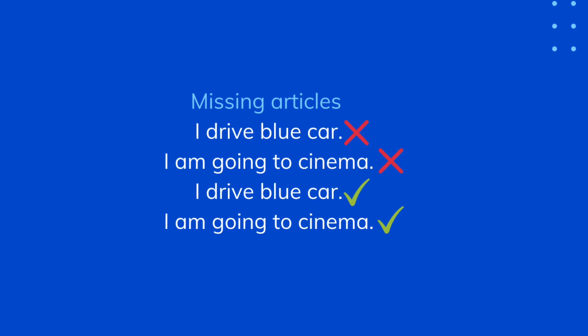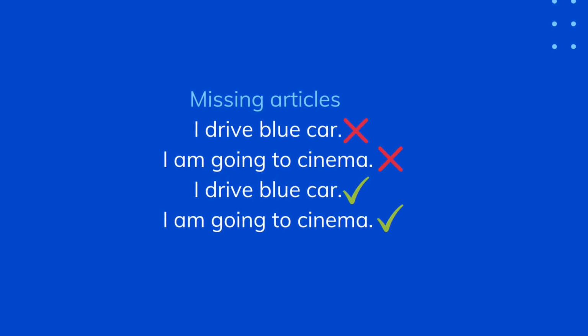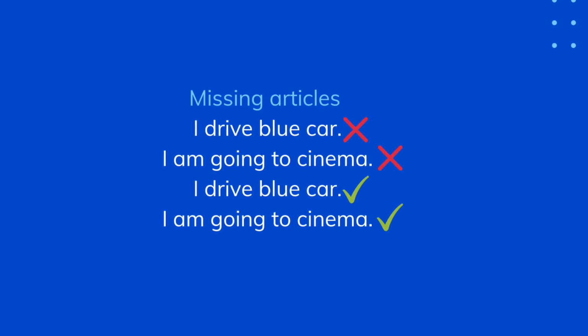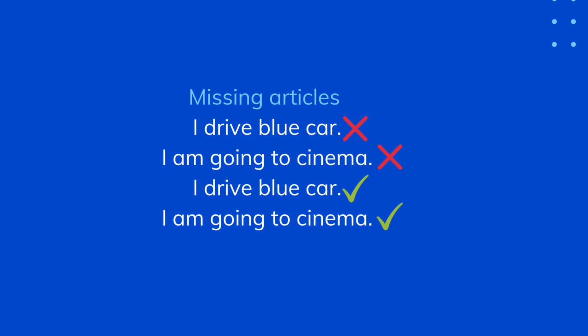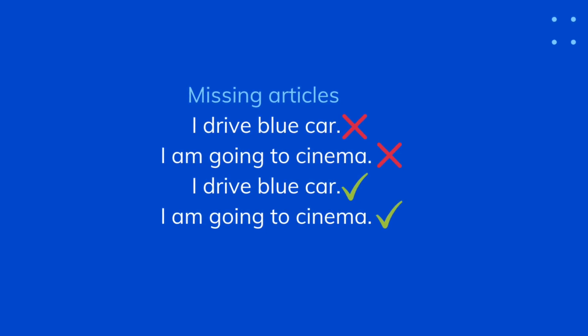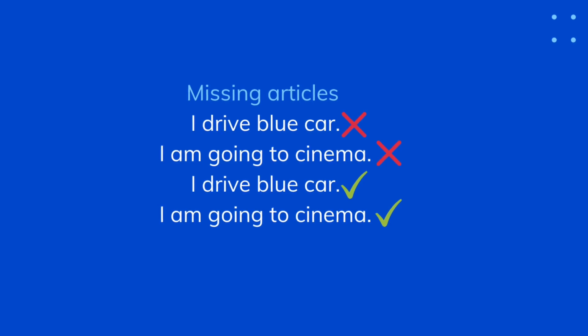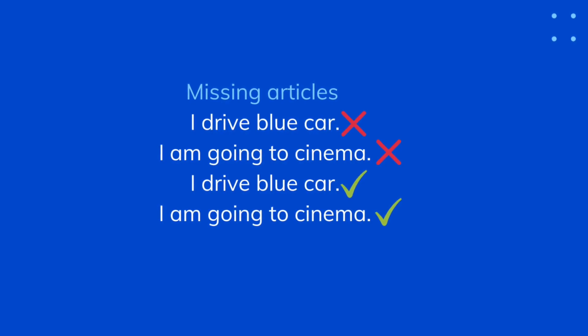Finally, a is used when the noun begins with a consonant. For example, a dog, a man, a chair. And an is used when the noun begins with a vowel. For example, an elephant or an introduction.